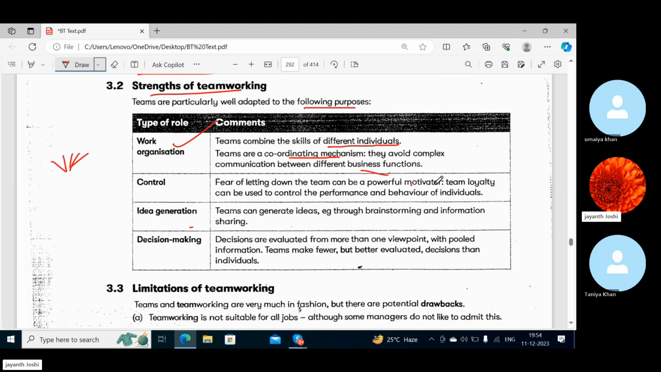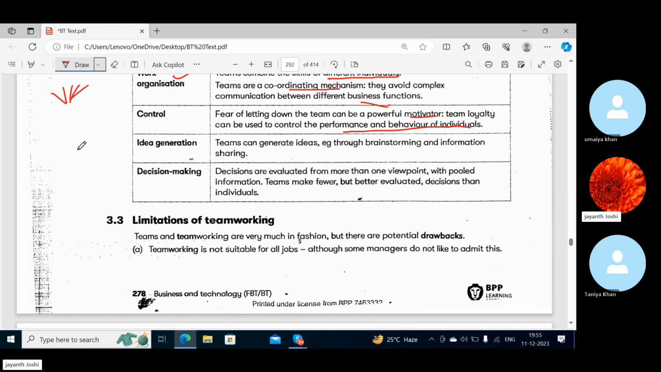Control, fear of letting down the team can be a powerful motivator. Team loyalty can be used to control the performance and behavior of individuals. Idea generation, teams can generate ideas, for example through brainstorming and information sharing.